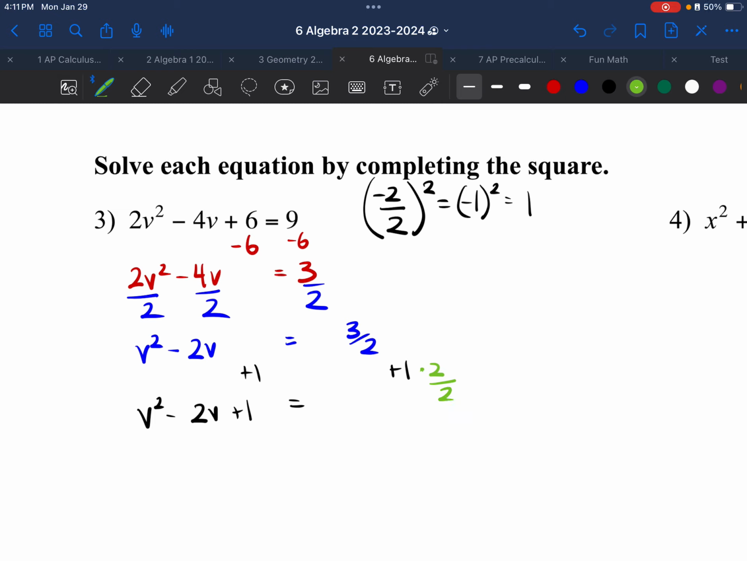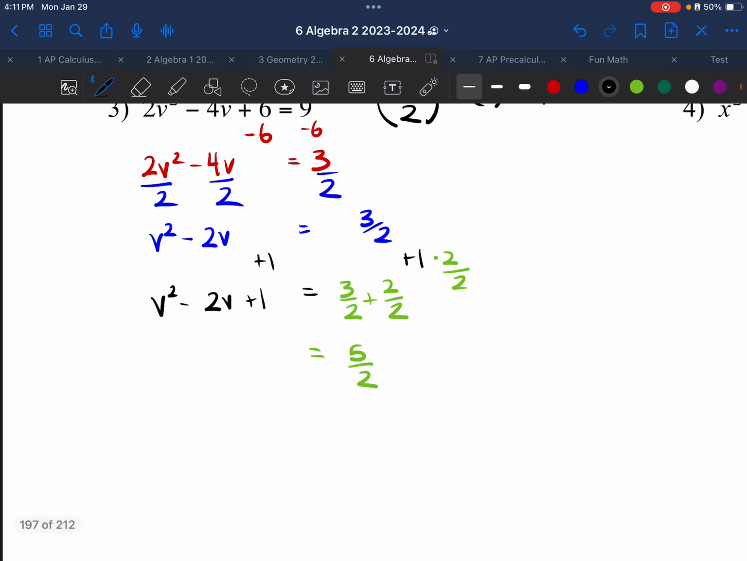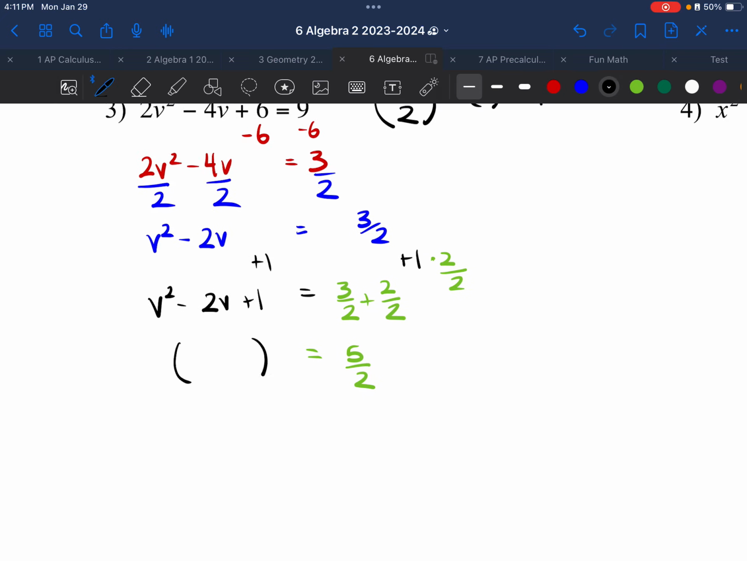So this is going to turn into a 3 halves plus a 2 over 2. That means that this right side is really a 5 over 2. And that left side over here, I'm going to rewrite it in its perfect square form. So something squared, and it's going to be v. And you always take half of this middle coefficient. So it's half of negative 2, which is negative 1.